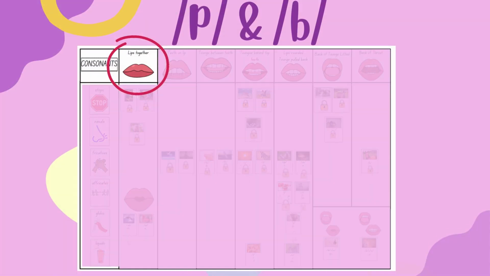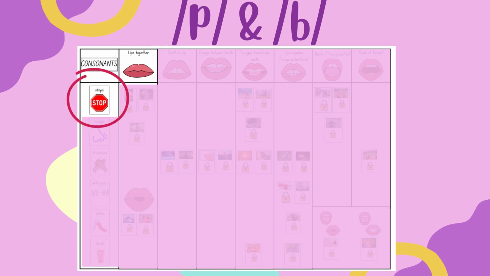When we make p or b, our lips look like the mouth picture you see. On the sound wall, we will put the lips right here under lips together and put stop in the first row header because that's how we make the sounds. We can place our b and p picture cards under the lip movement and across from its articulation manner.